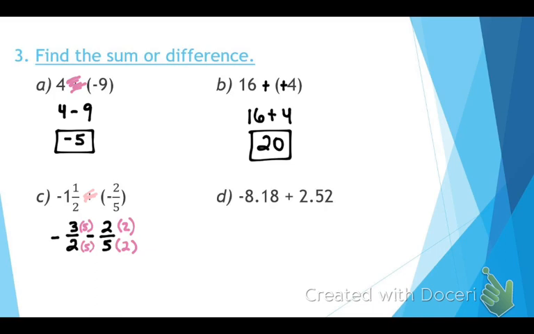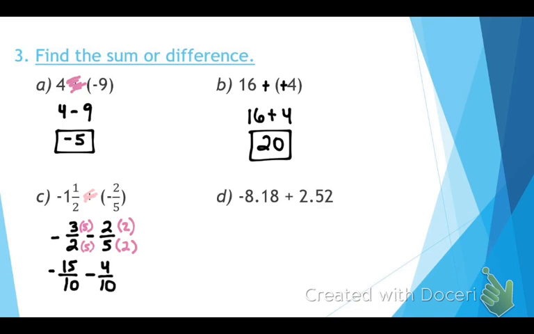Negative 15. Okay, very good. I'm keeping the negative, negative 15 tenths. Once again, I had a minus sign right here, so I'm going to just drop down the minus sign. And what would this be? 2/5 times 2 over 2? That is equivalent to 4 tenths.